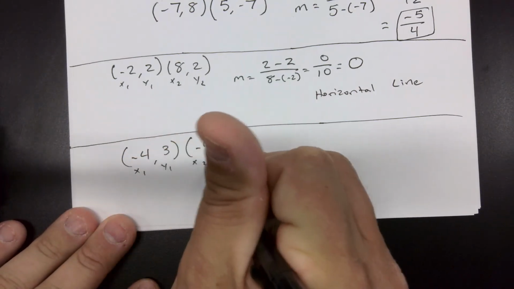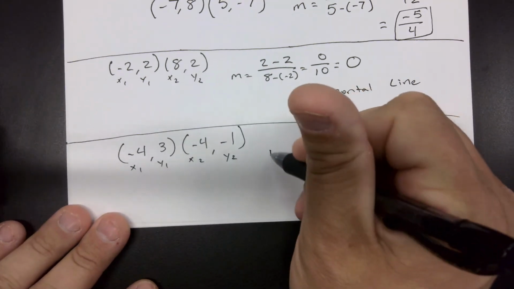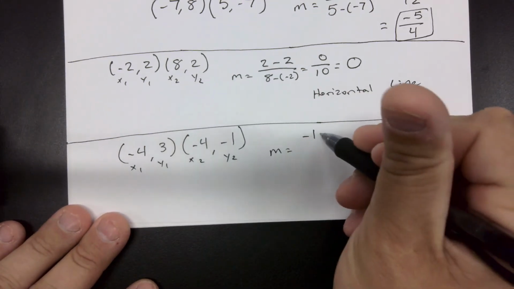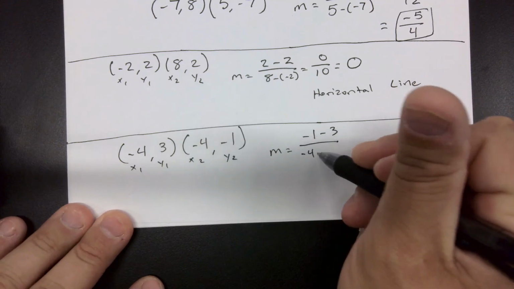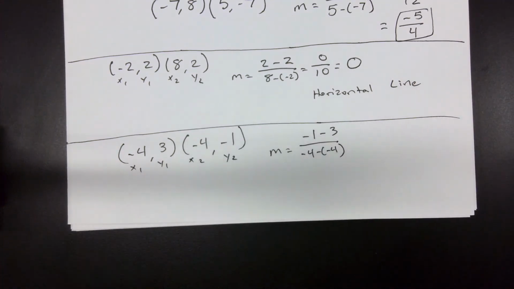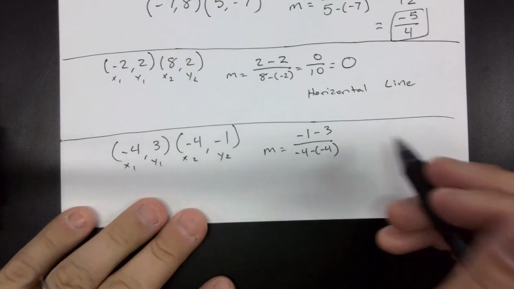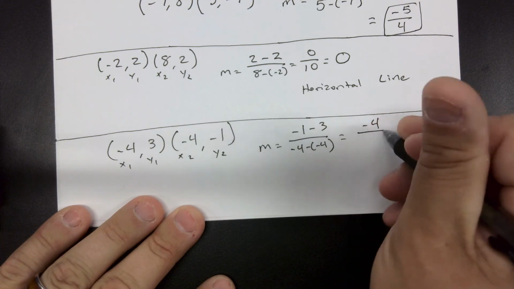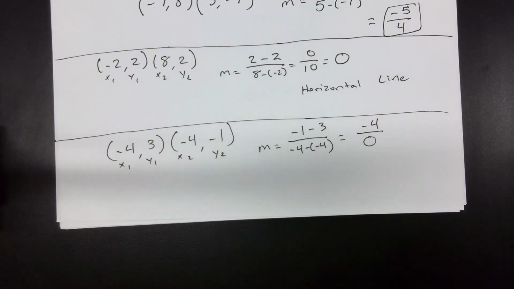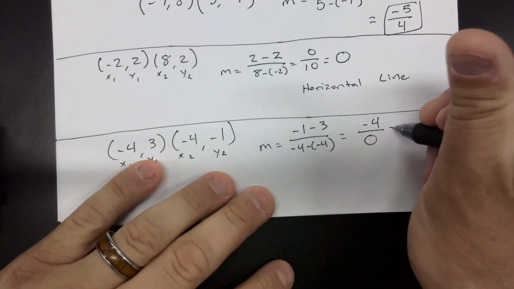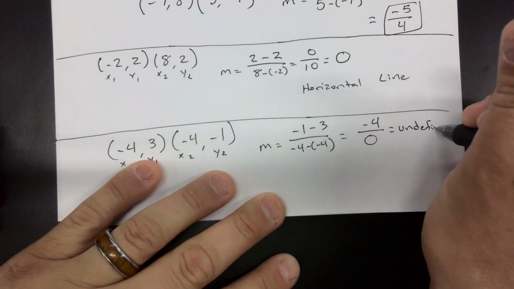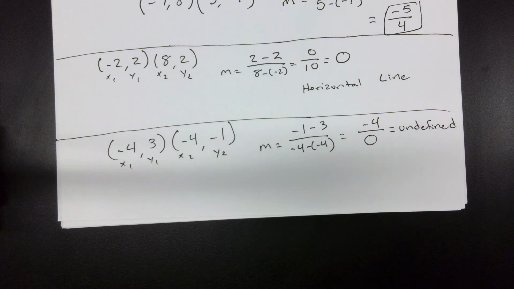X1, Y1, X2, Y2. So M equals Y2 minus y1 over x2 minus x1, which equals negative 4 over 0. This one's answer is not 0. If you ever have a 0 on the bottom, it's a bad thing. Zeros on the bottom can't happen. This one right here, this slope is called undefined. The slope there is an undefined slope, is what it's abbreviated.